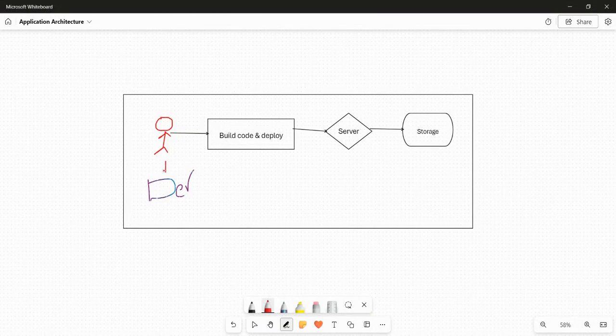First, let us assume there is a dev. He has built a code or an application and deployed it to the server. A server is a computer which will take requests and provide services, and a server coordinates with a database or a storage to utilize the data in it. For example, this is a MySQL or MongoDB server, right?